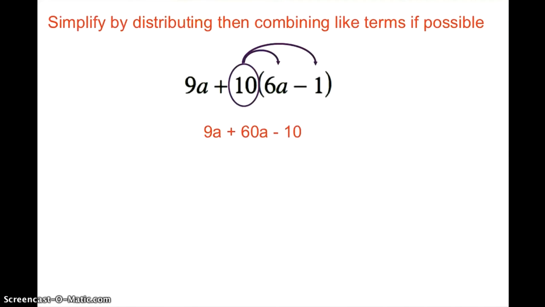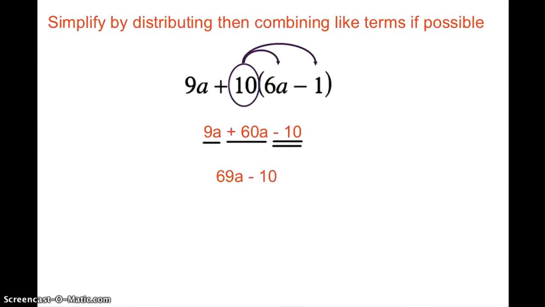Next, I'm going to underline like terms. So I have a positive 9a combining with a positive 60a. And then negative 10 does not have a as a last name, so it's in its own family. I'm going to combine by adding the coefficients of 9a and 60a to get 69a minus 10.